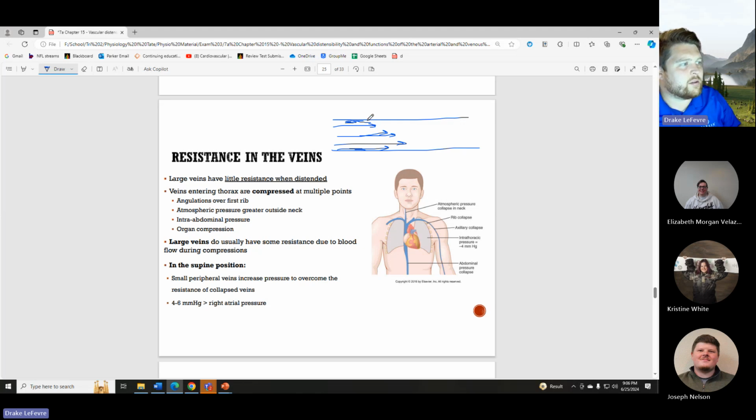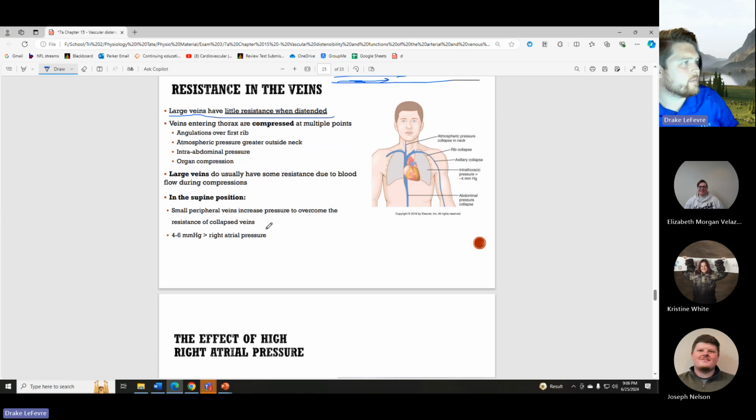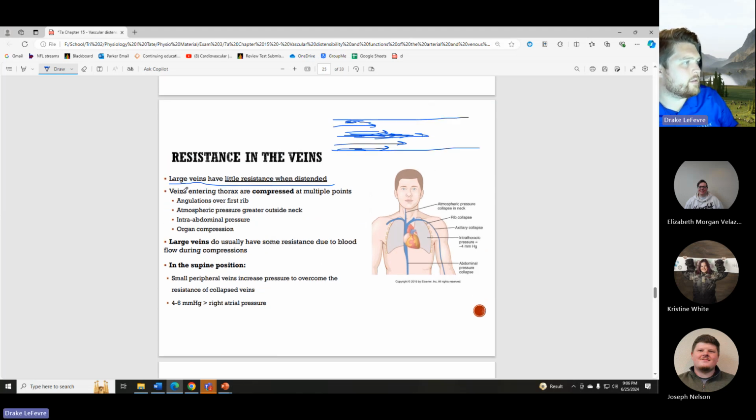So you think the more resistance that there is, so large veins have little resistance when distended because there's less blood in contact with the outside and a whole bunch more blood in the middle able to travel freely straight through. Here's more resistance stuff. A lot of this is just, hey, read fun facts.